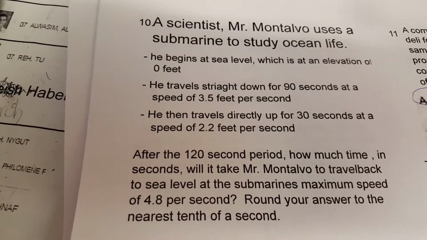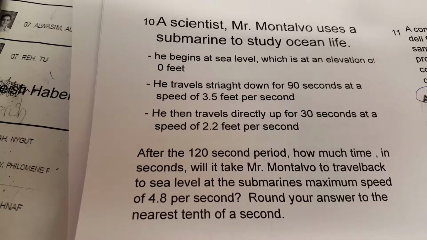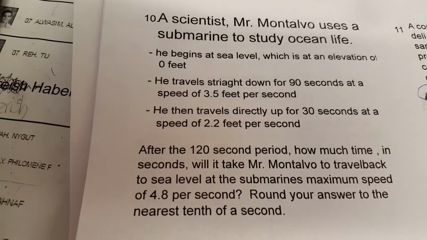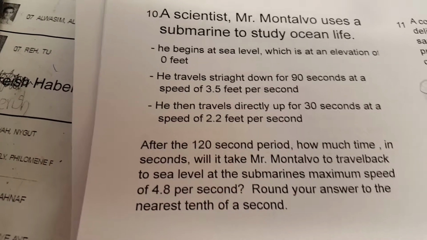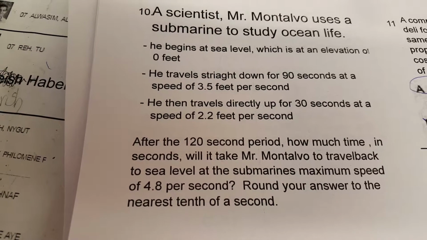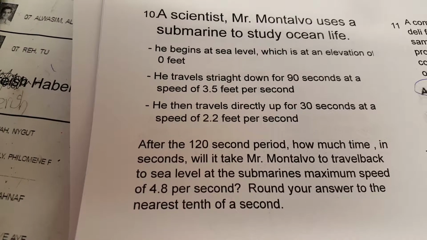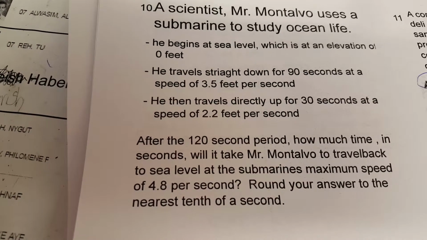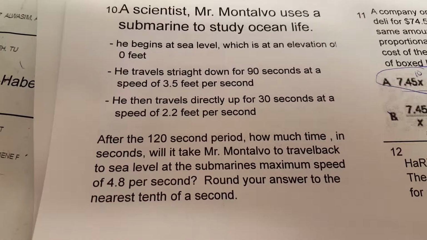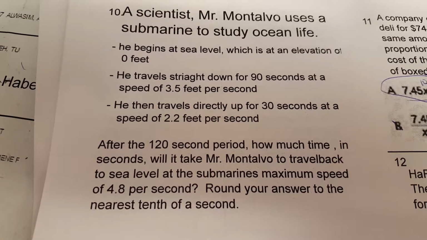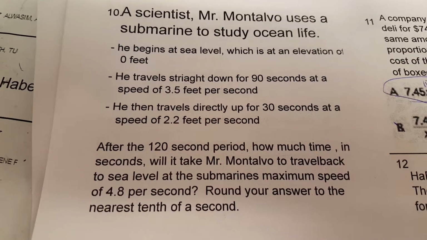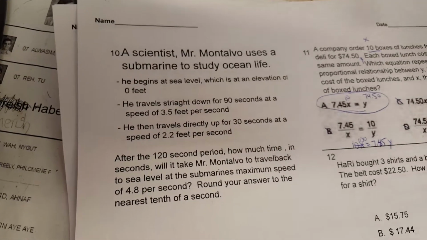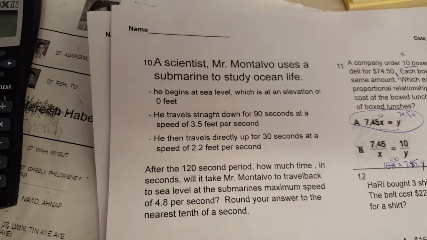A scientist, Mr. Montalvo, uses a submarine to study ocean life. He begins at sea level, which is an elevation of 0 feet. He travels straight down for 90 seconds at a speed of 3.5 feet per second. He then travels directly up for 30 seconds at a speed of 2.2 feet per second. After the 120-second period, how much time in seconds will it take Mr. Montalvo to travel back to sea level at a submarine's maximum speed of 4.8 feet per second? Round your answer to the nearest tenth of a second.